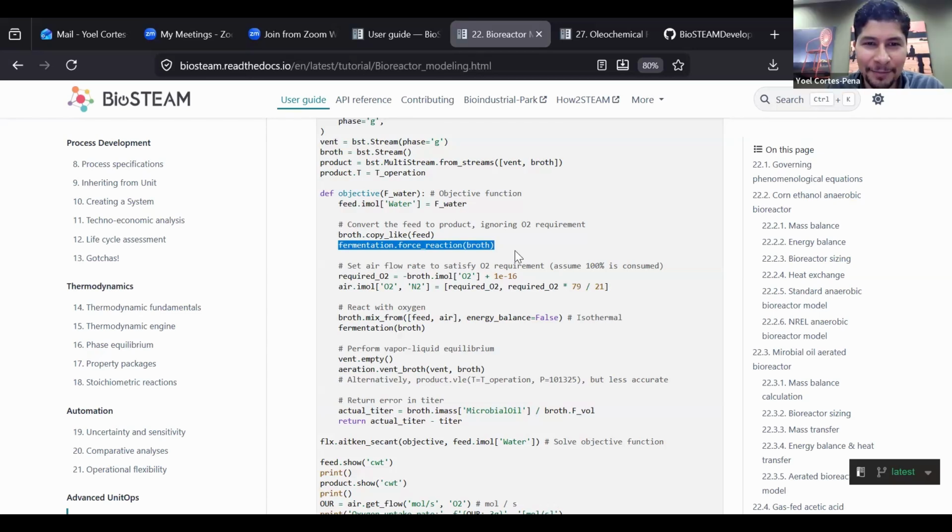Yes, you want to keep the broth as a liquid. And if you get any errors in unit operations, feel free to post the error on GitHub issues in the BioSTEAM repo or the Bioindustrial Park repo. All right. Cool.